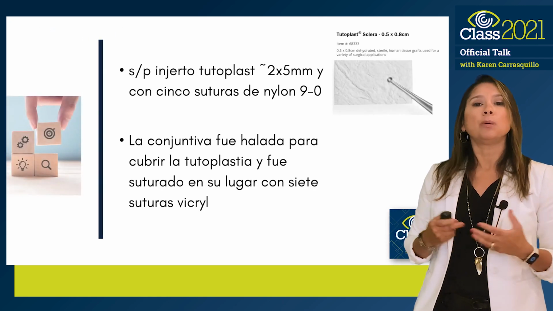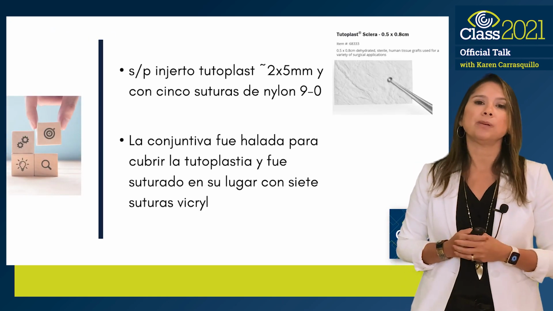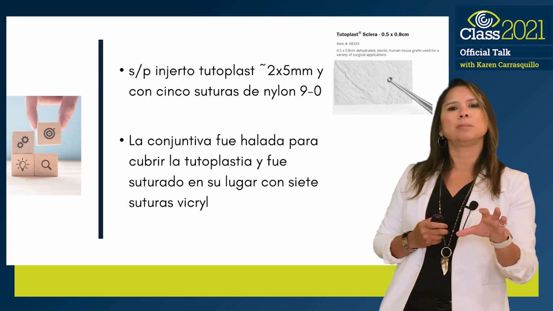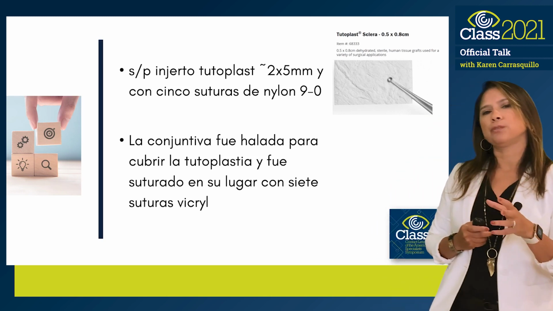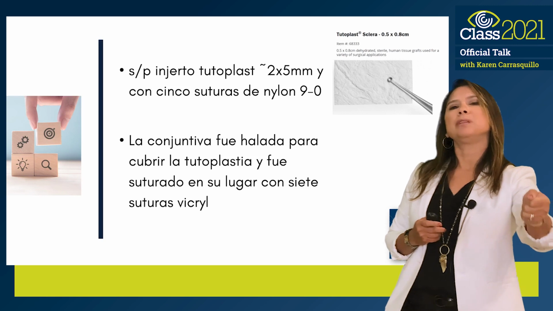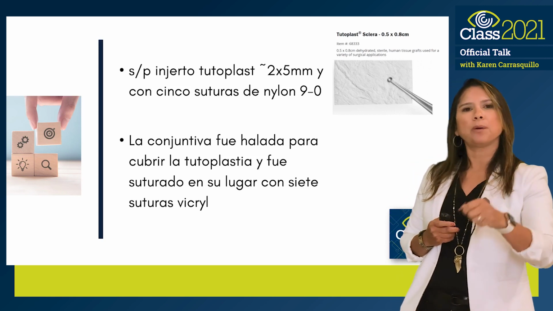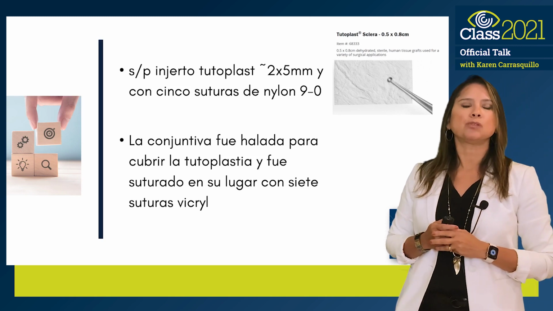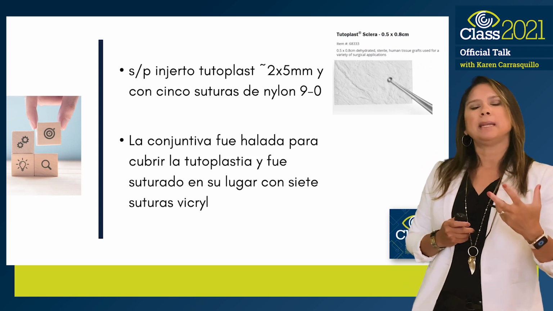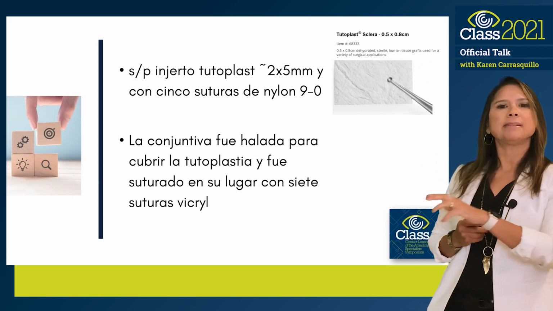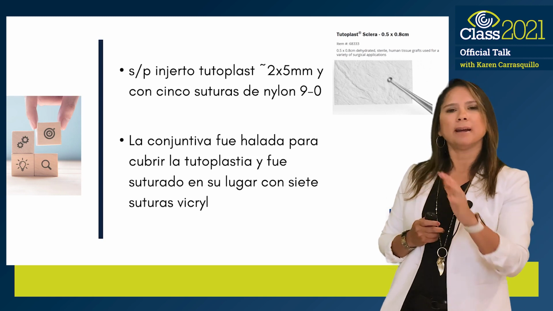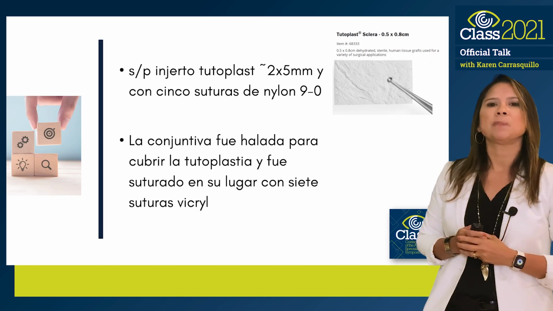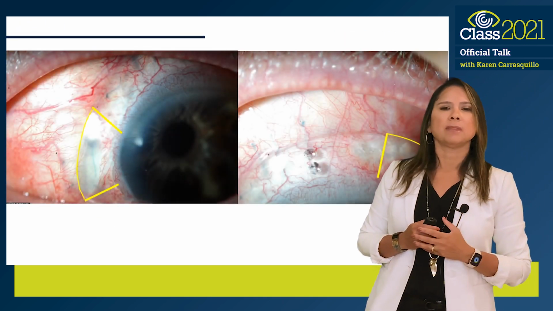And the way the surgeon is going to arrange this is by placing a scleral graft. These grafts are known as tutoplast. In this case, they use a 2x5 mm graft, and the conjunctiva is pulled to cover that graft, and then they suture it with vicryl sutures to keep it in place. You can already imagine that with this type of manipulation, that conjunctival anatomy is going to change significantly, where the geography is going to be the same, but we are going to have different elevations.